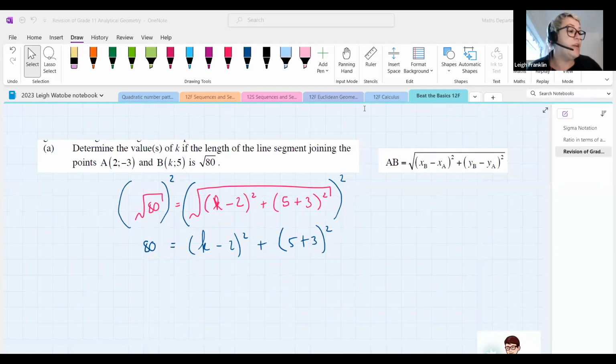Okay, and I've said to everybody, all the rest of the grade 12s, they need to solve for k, and then you can DM me your answers or you can DM Yolanda.